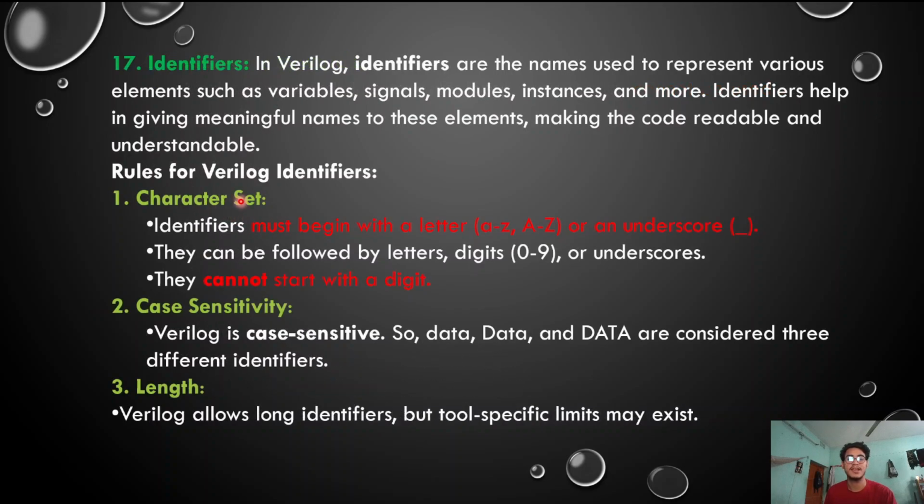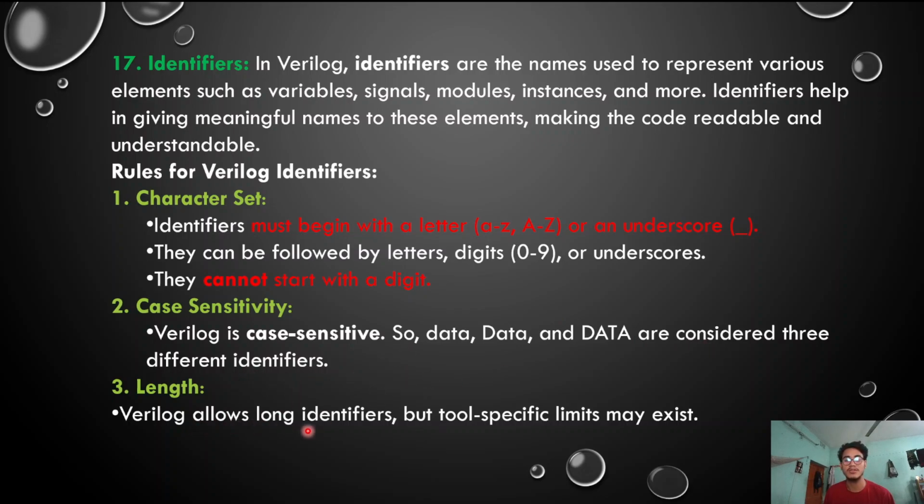For character set, identifiers must begin with a character or an underscore. Character can be A to Z with small letter or capital letter. They can be followed by letters, digits or underscores. Note that they cannot start with a digit. Case sensitivity. Verilog is case sensitive, so if you write the same word data in 3 different ways, Verilog will consider them as different identifiers.